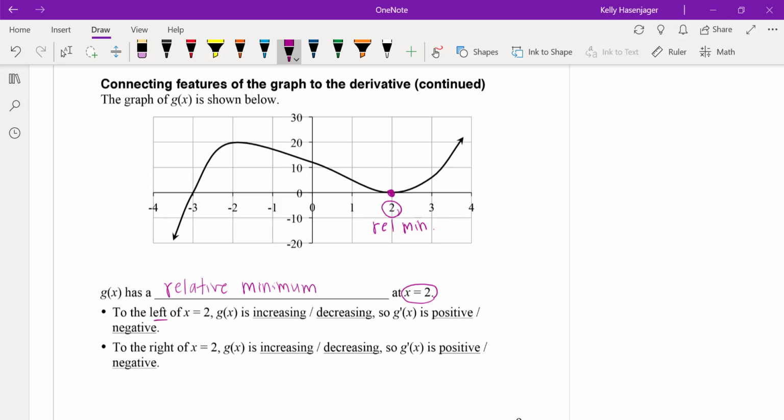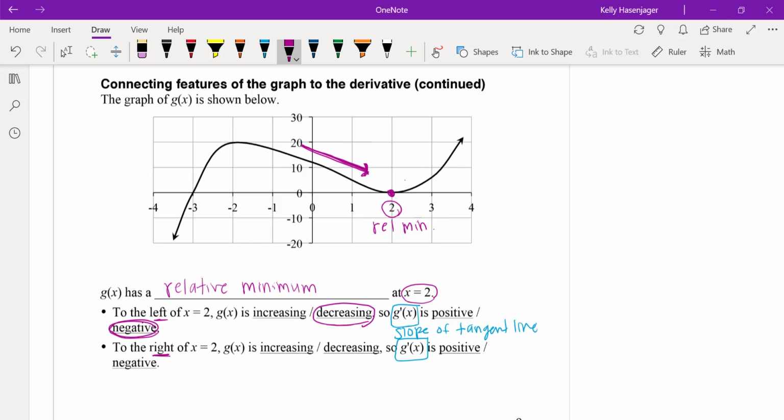Okay, so now let's look to the left of our relative minimum, still going from left to right. So on the left-hand side, we're going down. So we are decreasing. And again, we want to emphasize that the derivative is the slope of the tangent line. So when we're asked to find the derivative, if it's positive, then the graph is increasing. If it's negative, the graph is decreasing. Since the graph is decreasing here, we can say that our derivative or our slope is going to be negative.